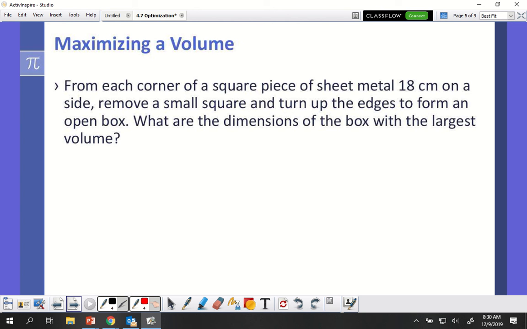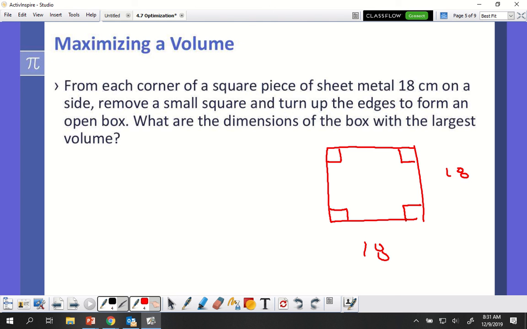So I'm going to start off with one square, and it is 18 by 18, right? Yes. Okay, good. Remove a small square from the corners. Do I know what the square is going to be? No, I do not. So what am I going to call it? X, because I don't know what that is. But it's an x by x.